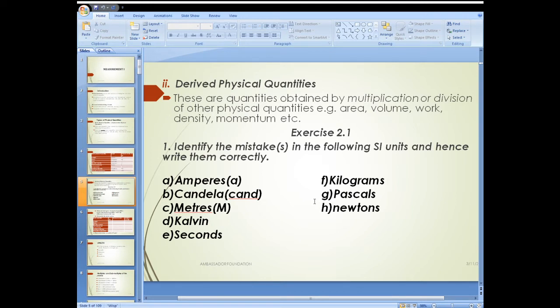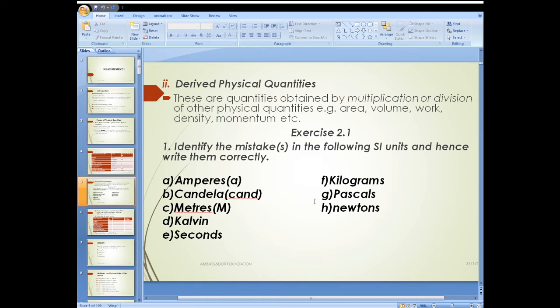There's an exercise here. I would like you to do it, then see if you can answer them. Identify the mistake or mistakes in the following SI units, and hence write them correctly. I'll do the first two for you. The rest you will do. You will identify the mistake, then after identifying the mistake, you correct it. The first one, amperes, and you have been given the symbol of amperes as small letter a. So the mistake is the small letter a. It should be a capital letter A. So that's the mistake.